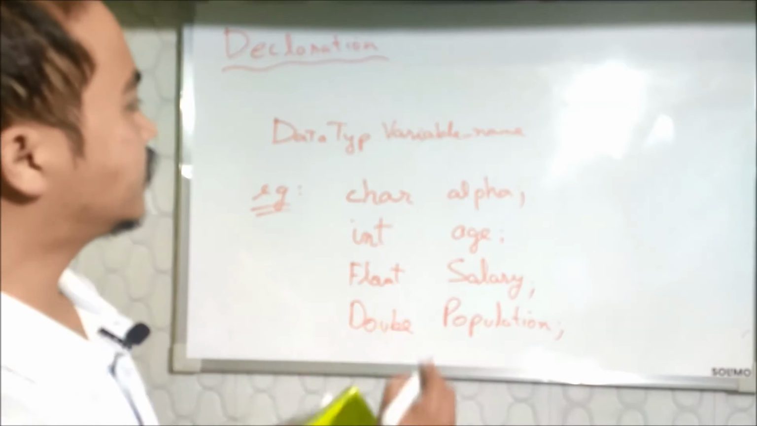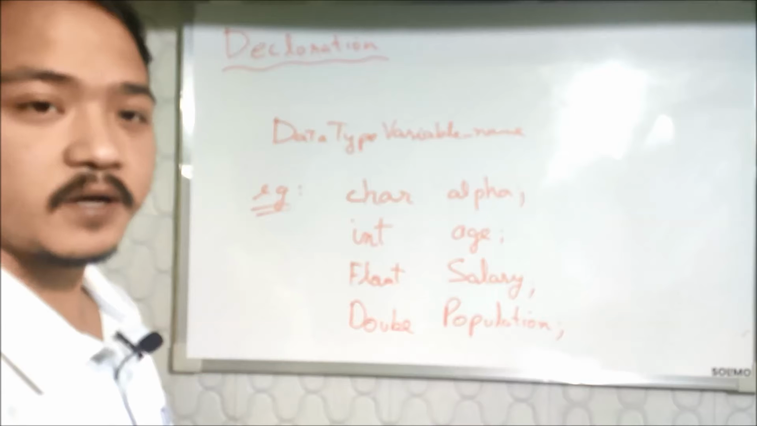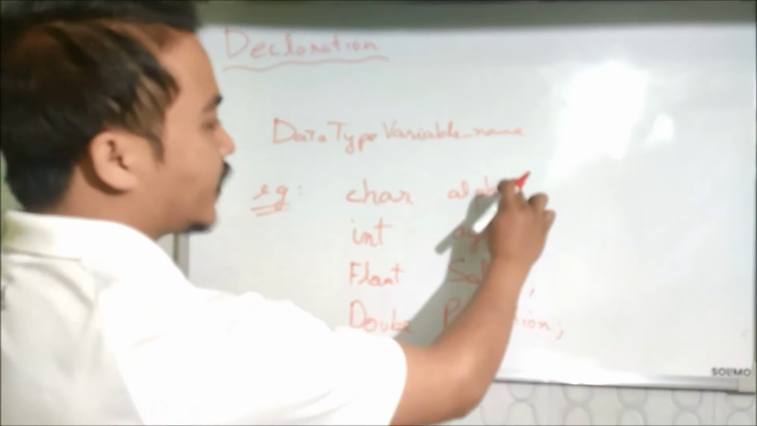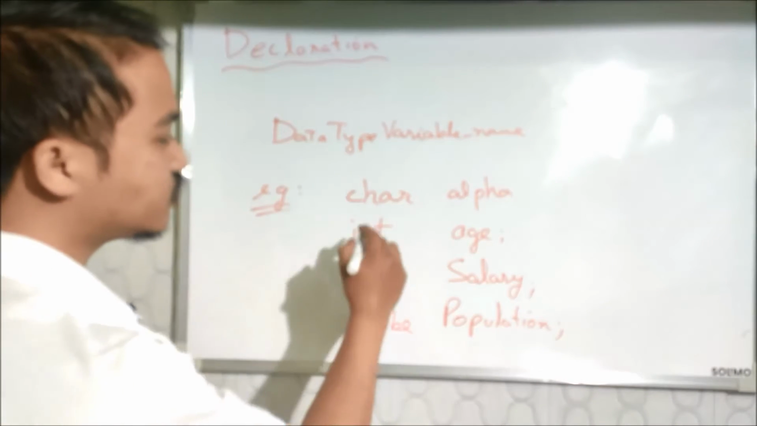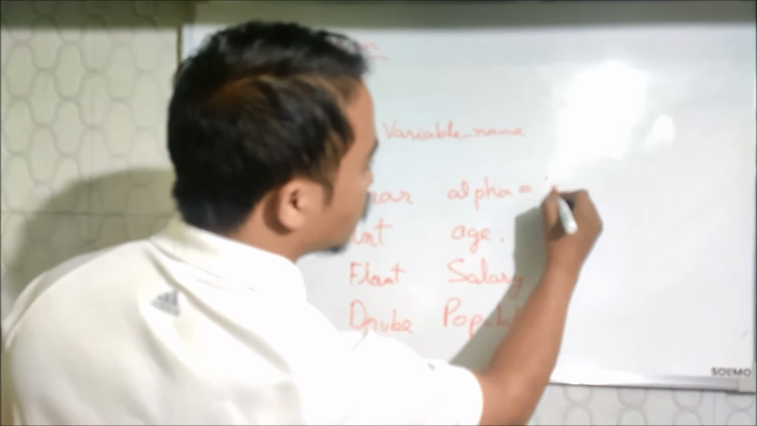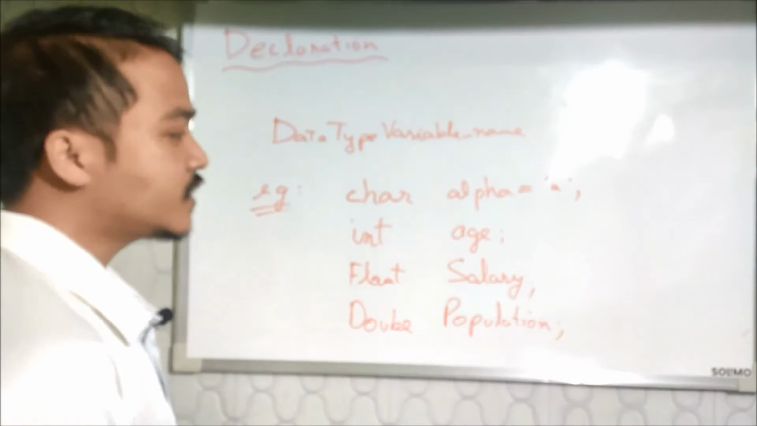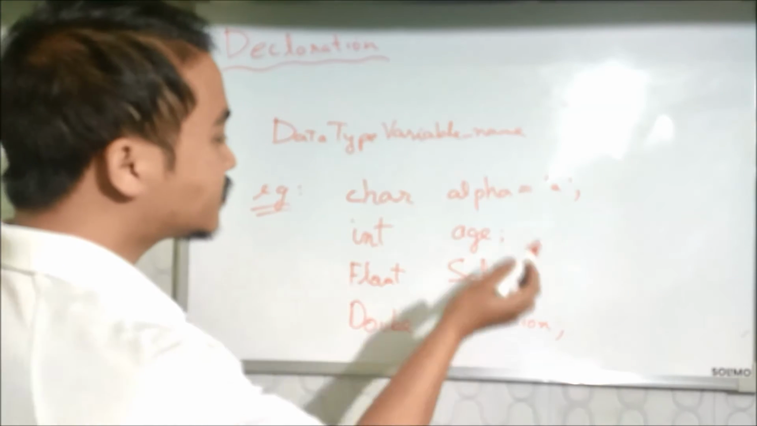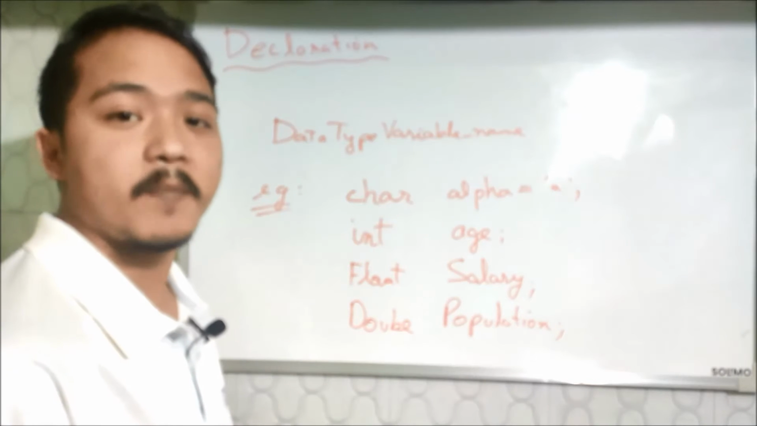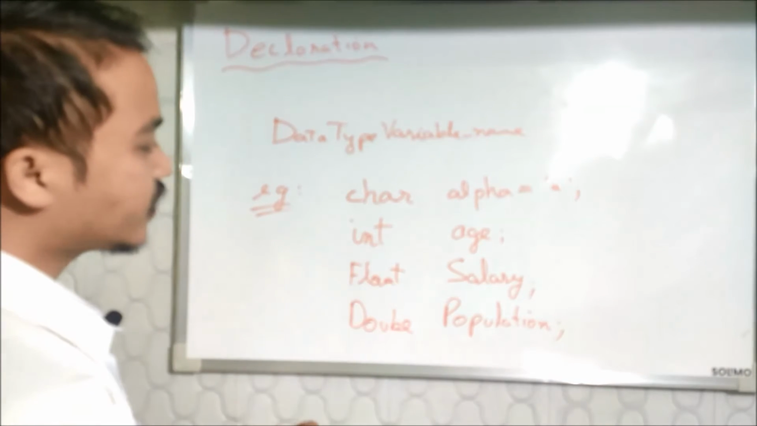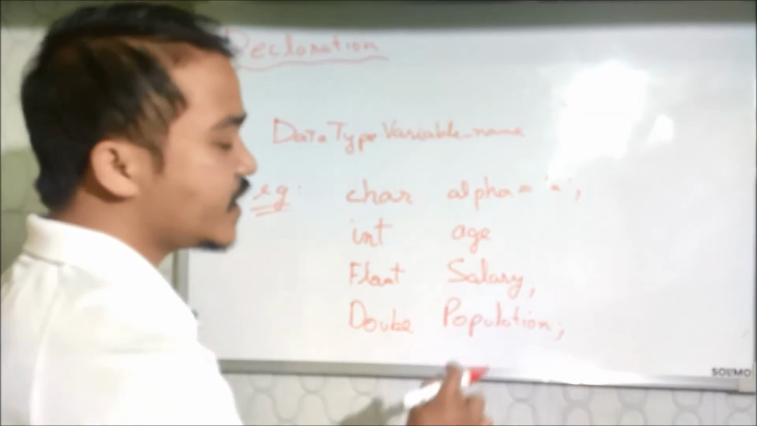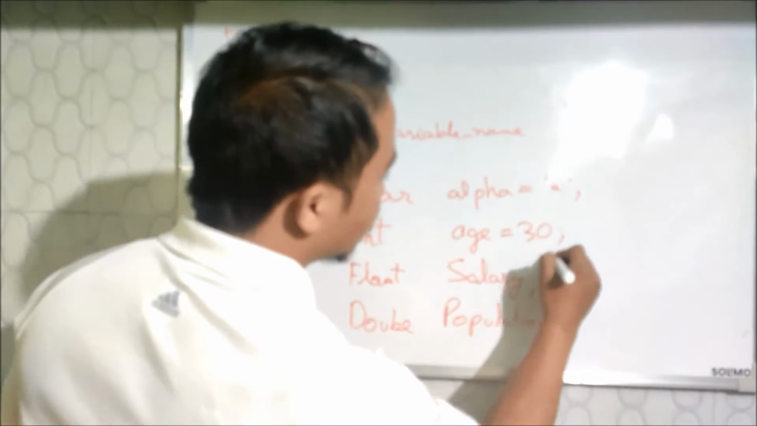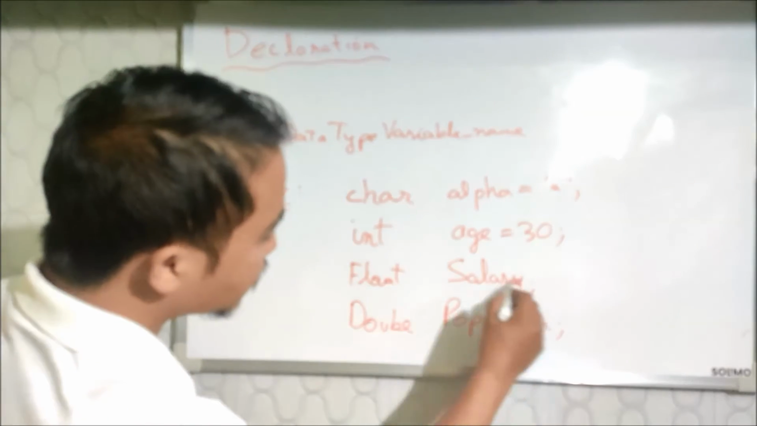So this is the basic declaration of a variable. You have the data type and the variable name. If you want to do initialization, you say char alpha is equal to a. Character stores a single character. That's why the size of a character is only 1 byte in memory. Now the integer part, you say age, let's say you have 30.